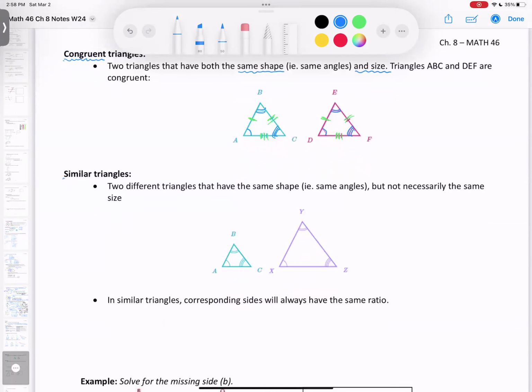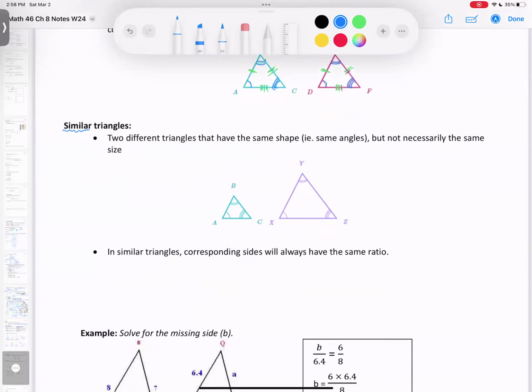Similar triangles are triangles where the angles are the same, but they don't have to be the same size. So one can be a scaled up version of the other. They'd still have the same angles, but the side lengths might be different. For example, here we've got triangle ABC. If you look at the notations of the angles there, you'll see it has the exact same three angles as triangle XYZ, but clearly the side lengths are different. Triangle XYZ is a scaled up version of triangle ABC.